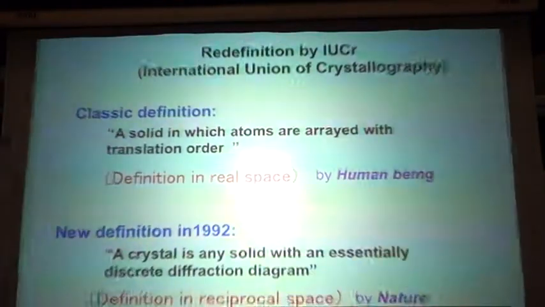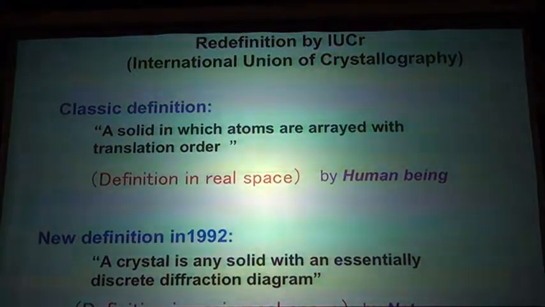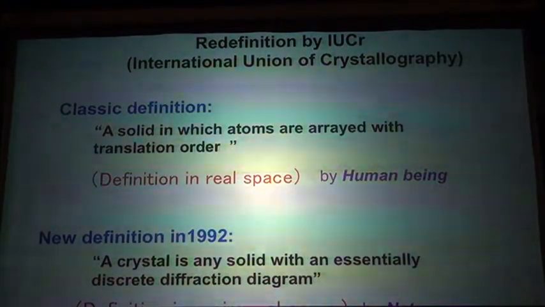And because of the discovery of stable quasicrystals, the IUCr decided to change the definition of the crystal. In the classical definition, a crystal is a solid in which atoms are arranged in translational, periodic order. So it means human beings said that a crystal must be something like this. It's defined by human beings. But in 1992, the IUCr changed the definition.